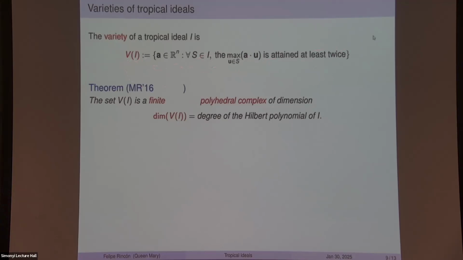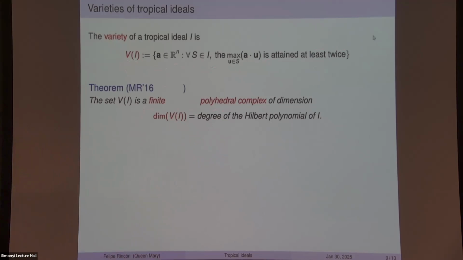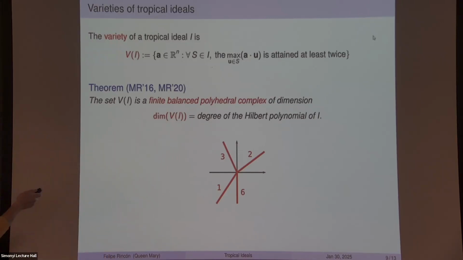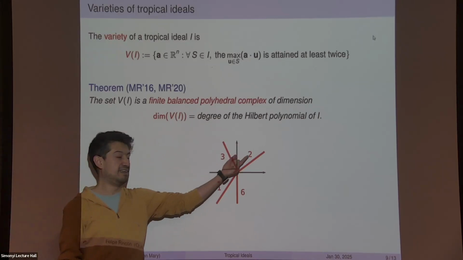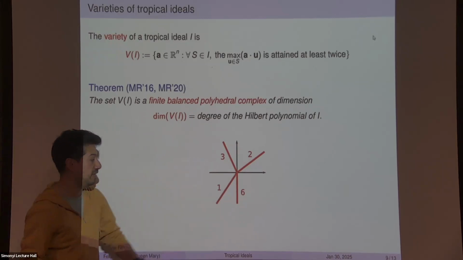And what we proved in this paper is that the compatibility condition on the degrees, the matroidal property, implies that this is still a finite polyhedral complex. The dimension of the polyhedral complex is really what you would expect from the algebra. It's the degree of the Hilbert polynomial of the ideal. So just how fast these ranks grow tells you what the dimension of the variety is. And then later it took us a while to come up with this balancing condition. The varieties of these tropical ideals, even if they are not realizable, have to be balanced, in the sense that maximal cones come with a multiplicity and they satisfy the zero tension condition around every codimension one face.